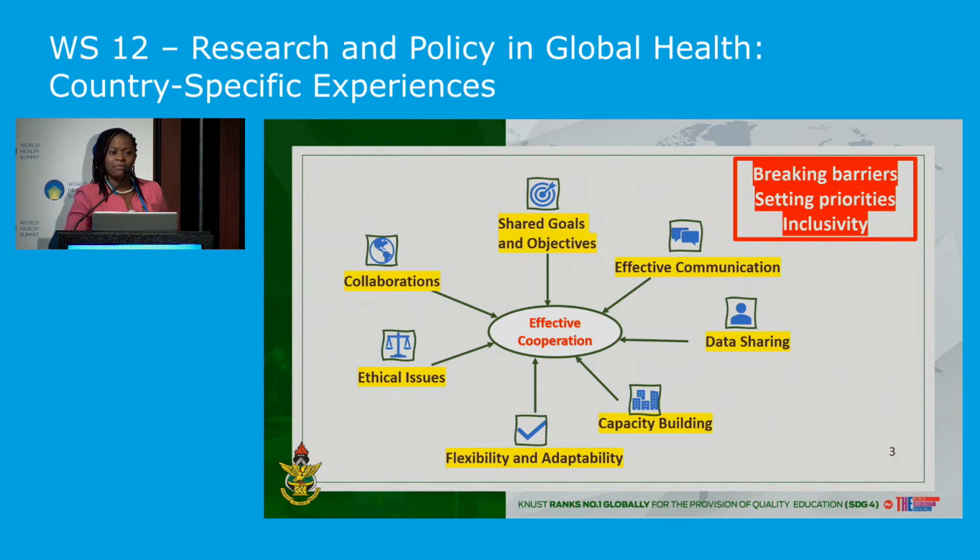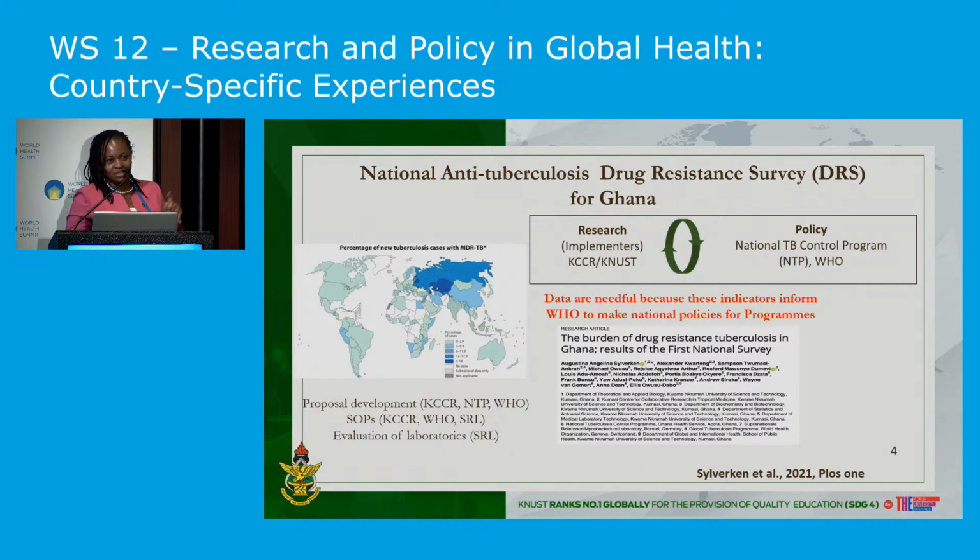So for me, what really stands out are these three critical areas. Breaking the barriers: barriers related to communication, barriers related to our high expectations, and barriers related to all the other things that relate to global health issues. And then when it comes to setting out those priorities, we need to do it together. We need to include each other, policymakers and researchers. So I decided to use this as an example.